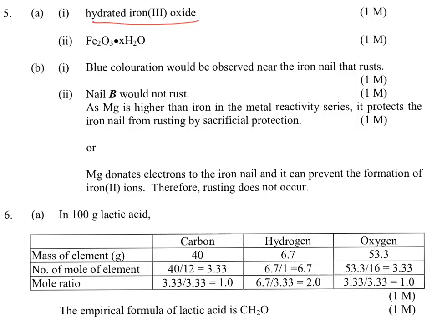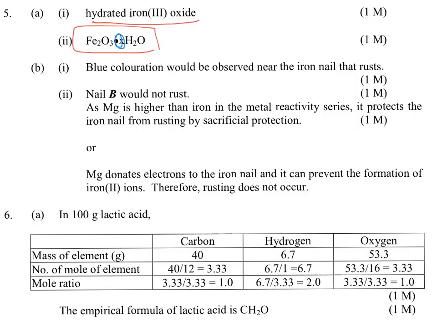It should be hydrated iron(III) oxide, and the formula should be this one. Many of you wrote it without the X, just dot 1 water. You don't know how many water molecules are inside the rust. It depends on the humidity, on how many water molecules react with the iron(III) oxide. So we use an unknown X, or you may use n, but you cannot omit the unknown.